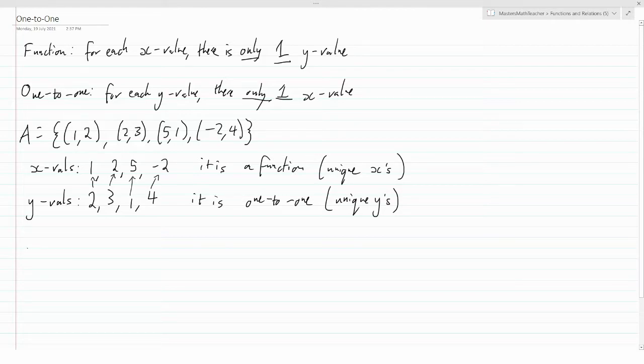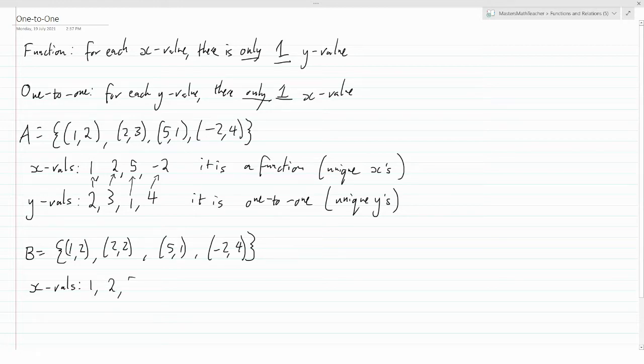So let's have a look at something that isn't one-to-one. We've got B equals (1, 2), (2, 2), (5, 1), and (-2, 4). We start by listing all the x values. We've got 1, 2, 5, and -2, the same as before, and again, they're all unique. So it is a function.